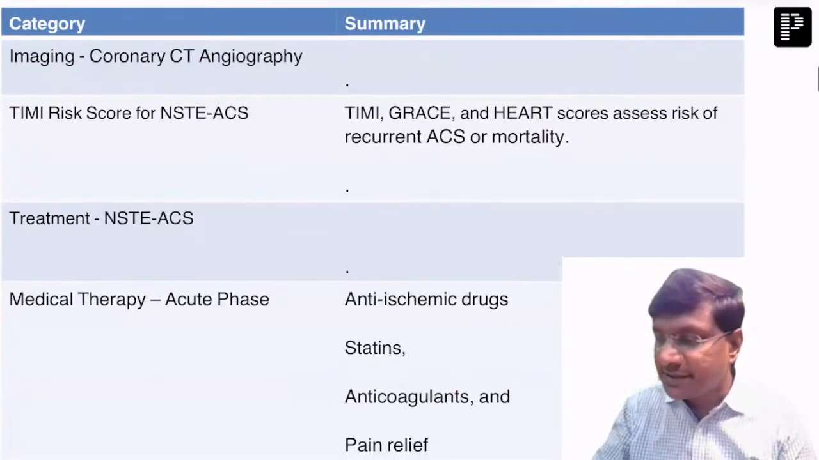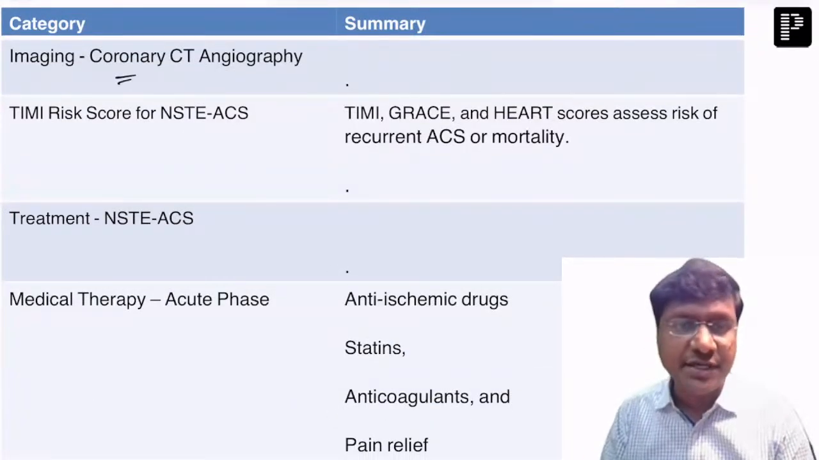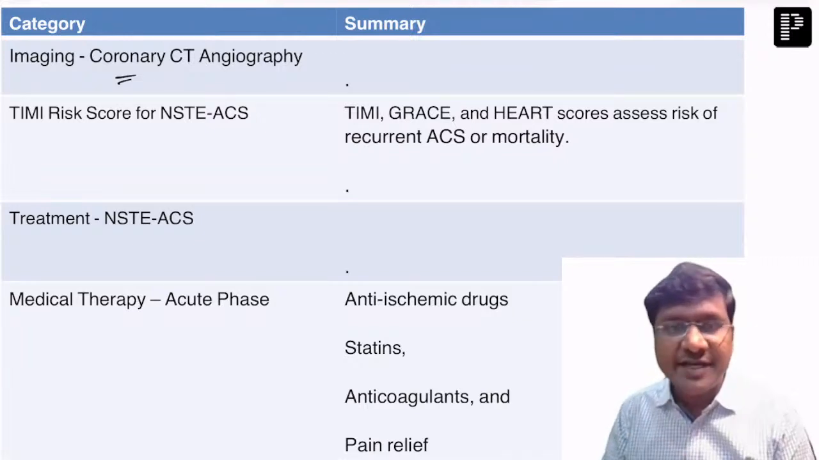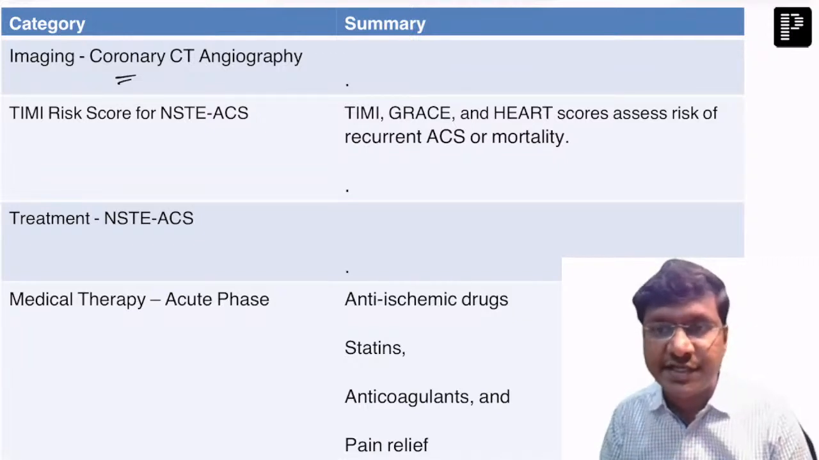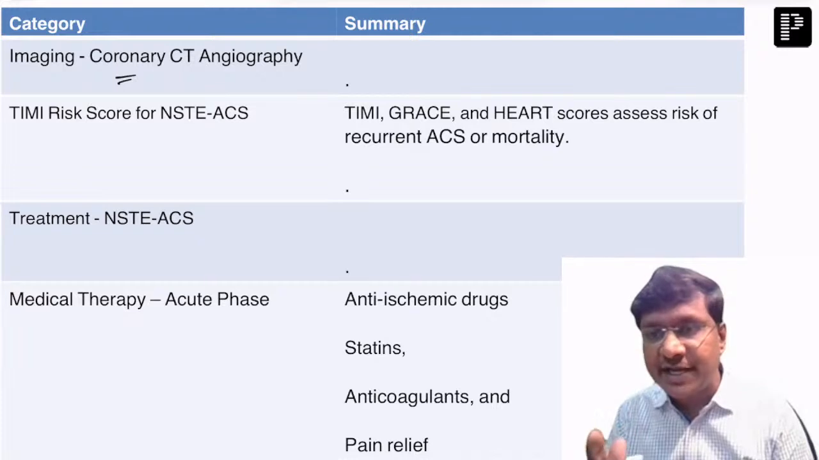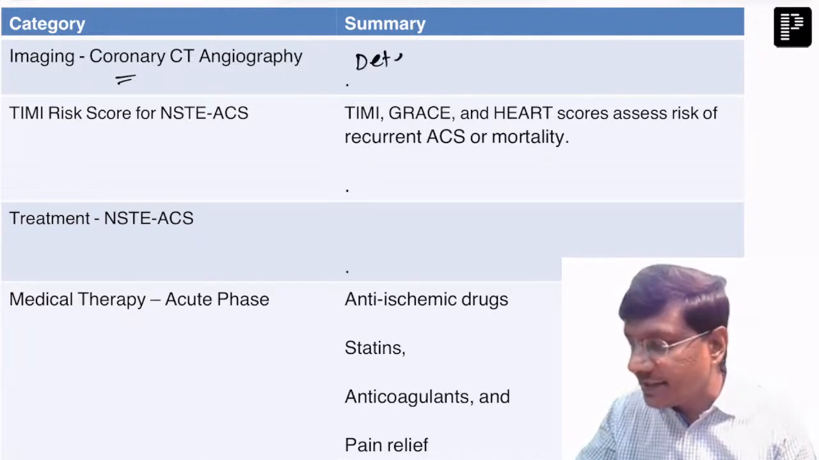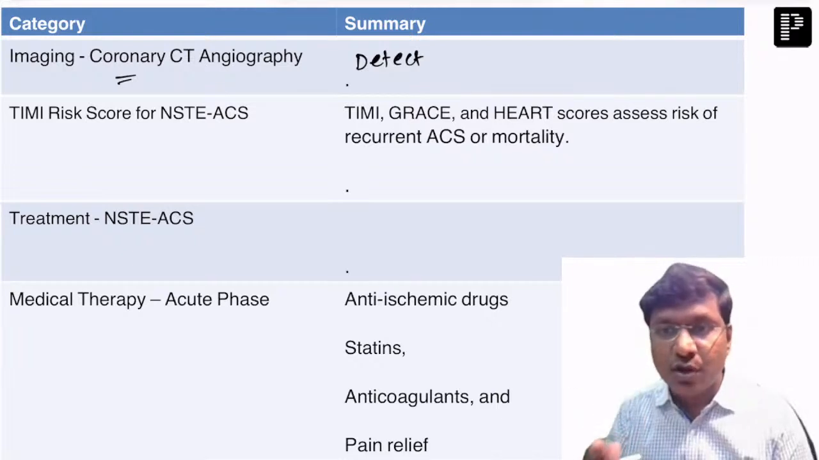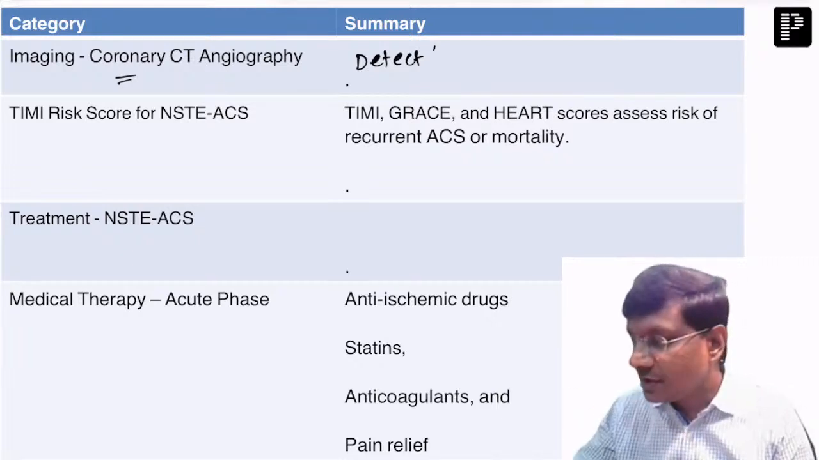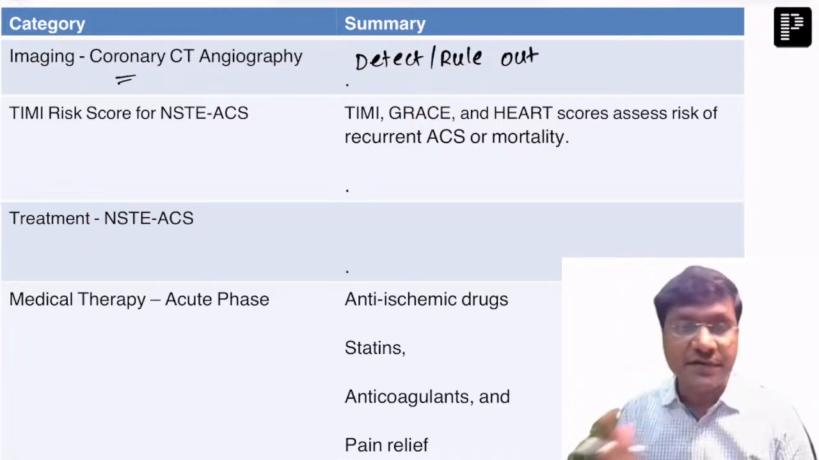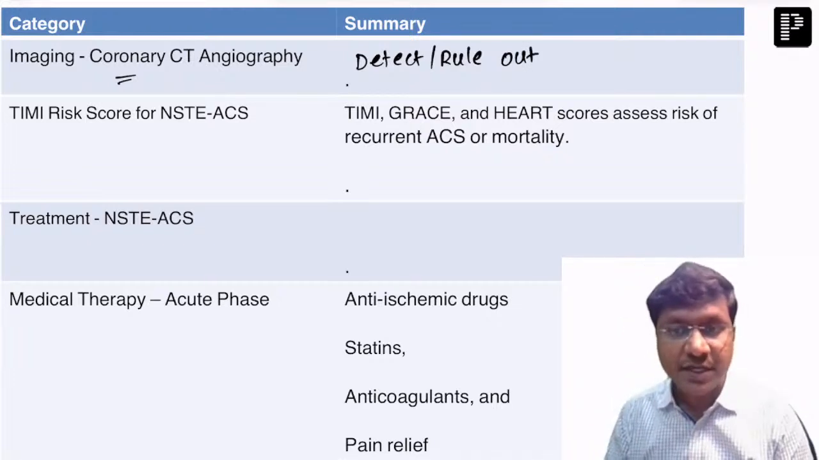Then followed by that, the imaging in case of the NSTEMI. So the imaging that we do is the coronary CT angiogram. See this coronary CT angiogram, what will this detect? So this will either detect the presence of the coronary artery disease or rule out the presence of the underlying coronary artery disease, right?